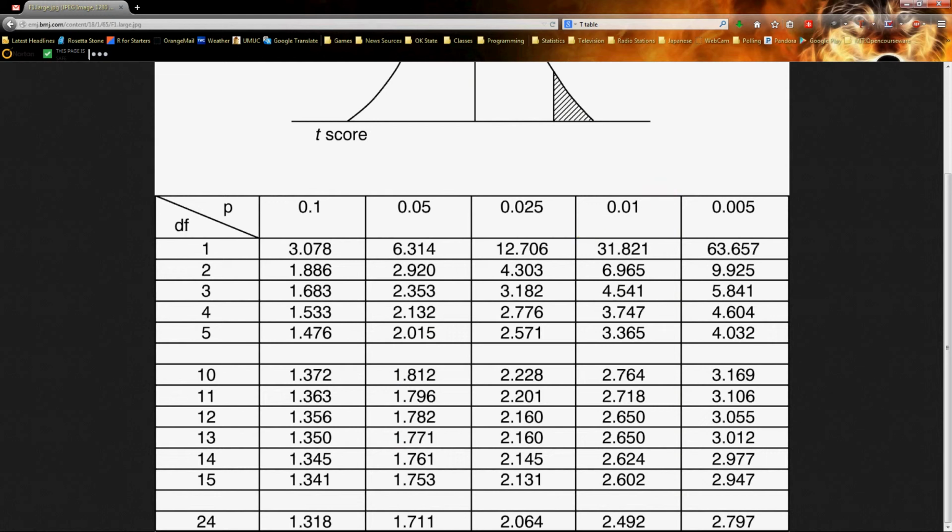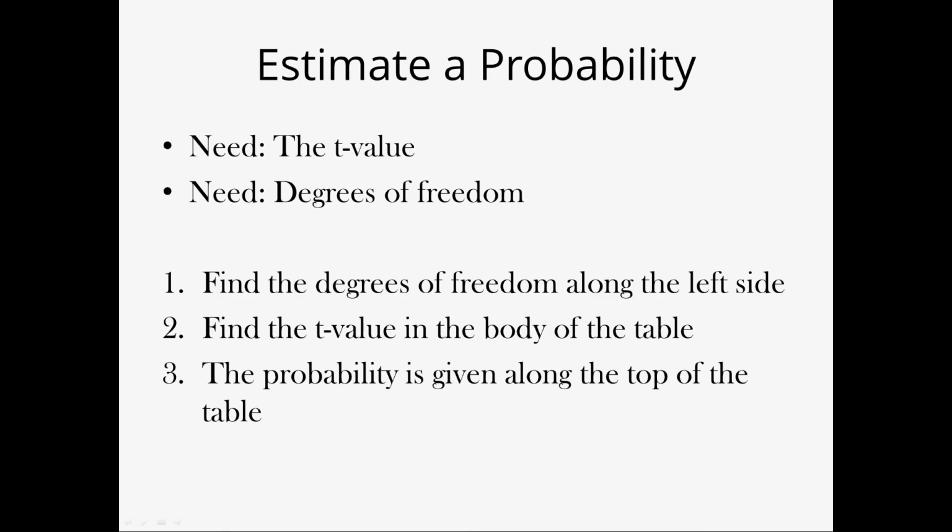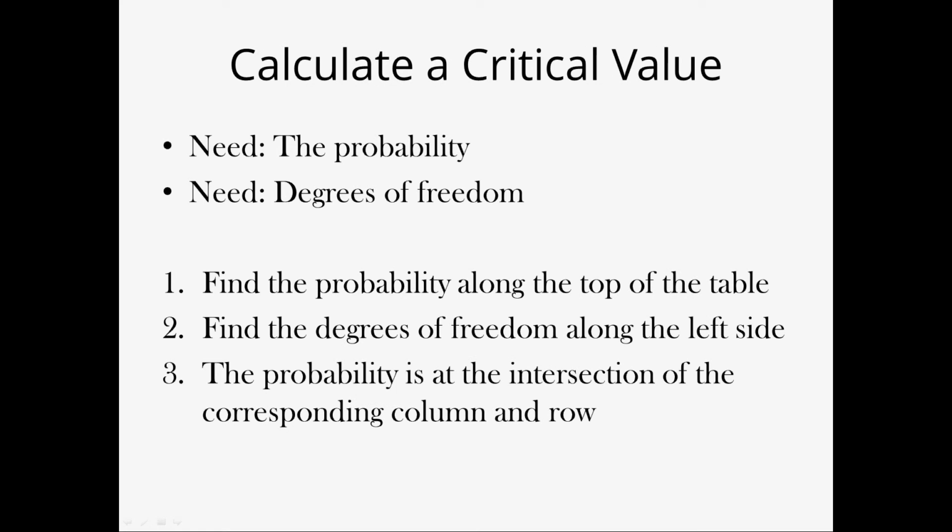Okay, there's something else that you can do. Instead of just estimating probability, you may want to calculate a critical value. That's going to require the probability and the degrees of freedom. Notice both of these are going to require the degrees of freedom. And the probability can also be called the confidence level or the area in the tail. It depends. So you find that probability along the top of the table, find the degrees of freedom down the left-hand side, and at the intersection of that column and that row, it's going to be the t-value.